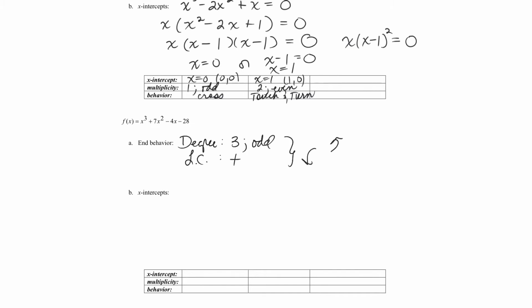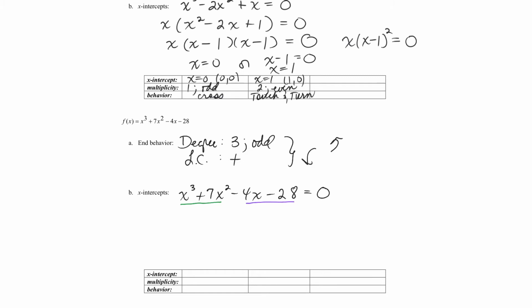Now, to find my x-intercepts, I need to set this equal to 0 and solve. And for this section, if I'm given something higher than a quadratic, a higher degree than 2 to solve, I'm going to be able to factor by grouping. So if I group the first 2 and the second 2, and if you need a review of factoring by grouping, then go check the review materials.